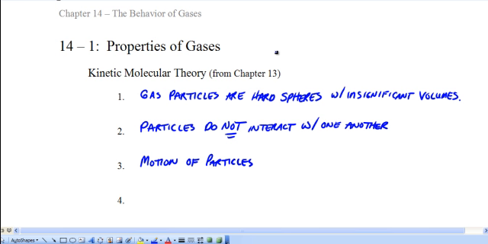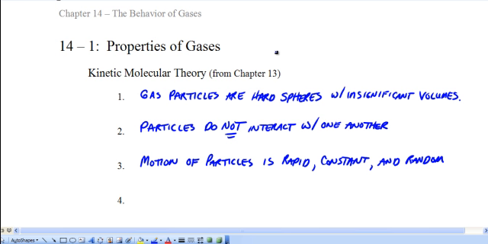is rapid, constant, and random. They fly around at high speeds. They're always in motion. They do not stop. And you really can't predict which direction they're going to be going at any one moment. They collide with one another and bounce in random fashion.